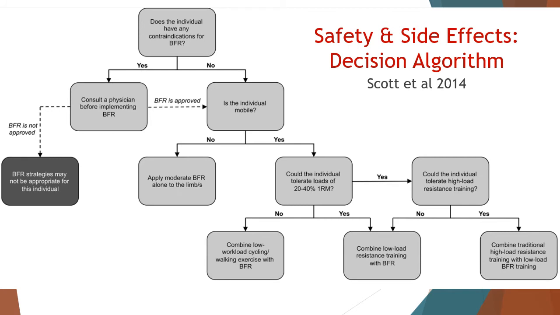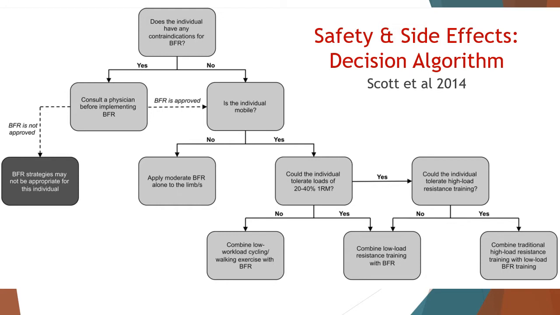Okay, so this is an algorithm that's presented by Scott et al. in 2014 that essentially takes a patient and determines whether it's indicated that they perform blood flow restriction training as part of their treatment. The first is, are there any contraindications? If there are, then refer to the physician. If their physician says that they're okay for BFR, then you can continue with the algorithm.